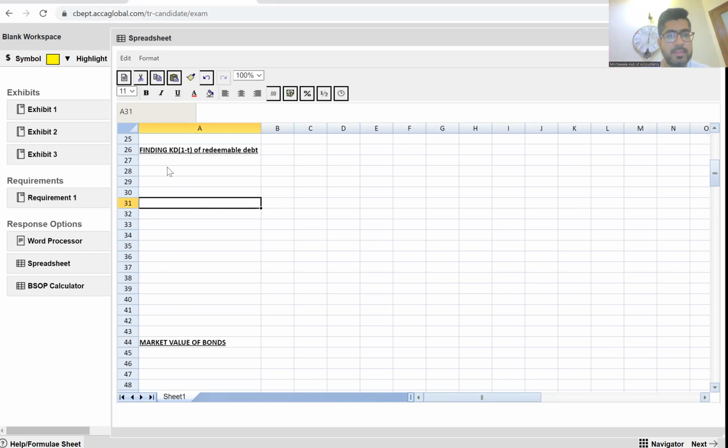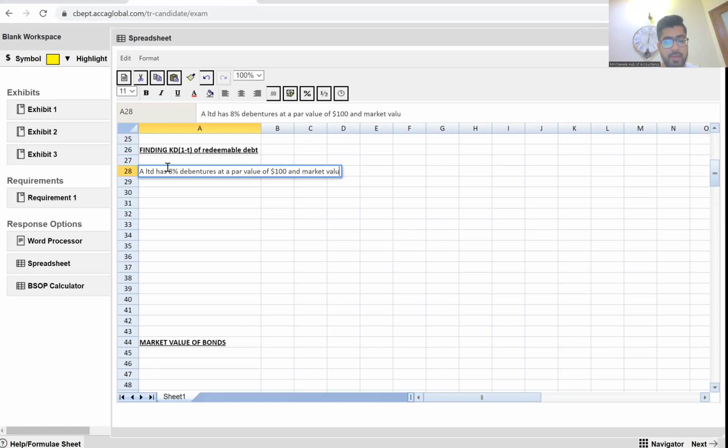Now you have seen multiple instances in the WACC topic, weighted average cost of capital. So A Limited has 8% debentures at a par value of $100 and a market value of $105. Debts are redeemable after 4 years at par. Tax rate 30%.